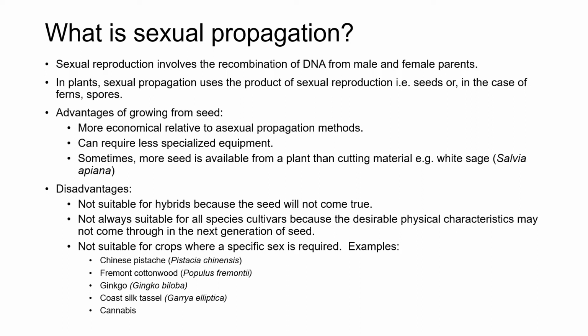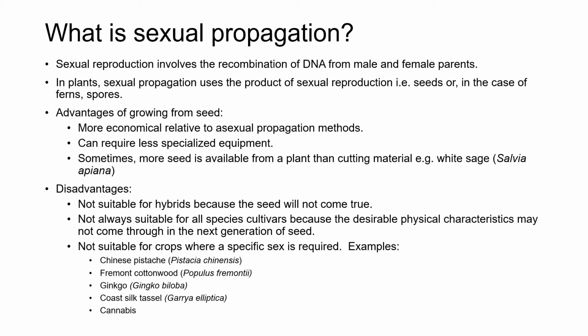Another advantage that seed has over vegetative propagation methods is that sometimes more seed may be available from a plant than cutting material. A good example of this is the California native sage, white sage, or Salvia apiana, which is familiar to many people as the sage that was used by Native Americans in Southern California in smudging ceremonies. This plant doesn't produce a lot of long vegetative stems, so cutting material is limited, but it does produce quite a large amount of seed.